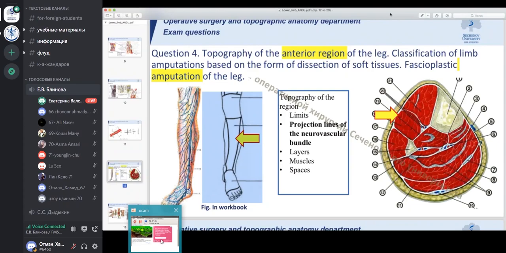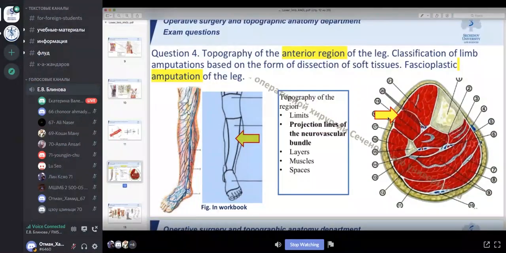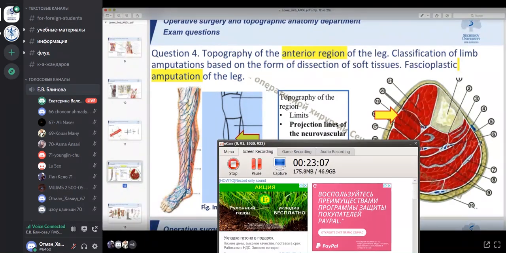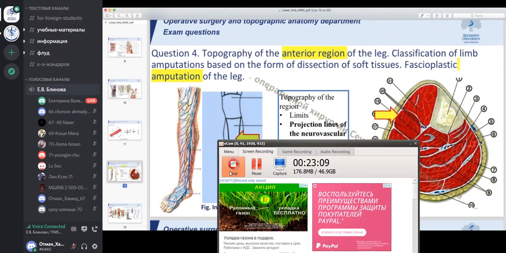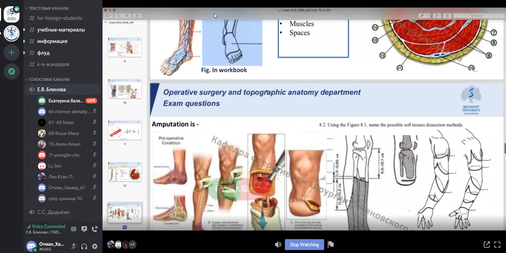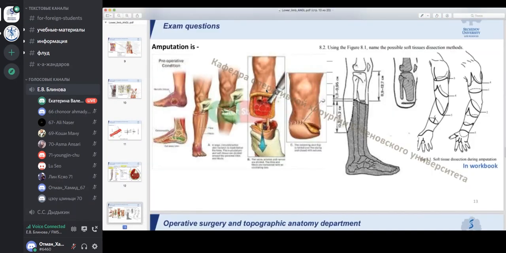Continue. The next is amputation of the upper and lower limb. Amputation is the removing of a part, the free part, of the lower or upper limb.